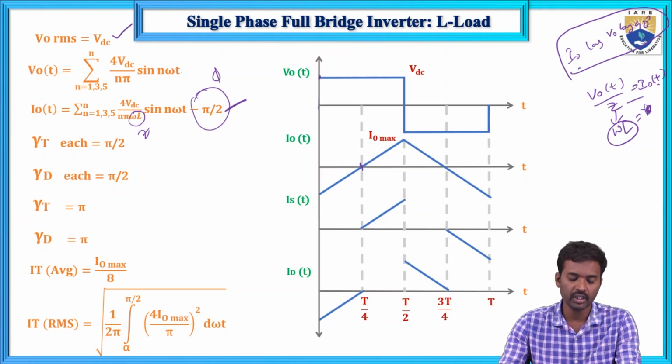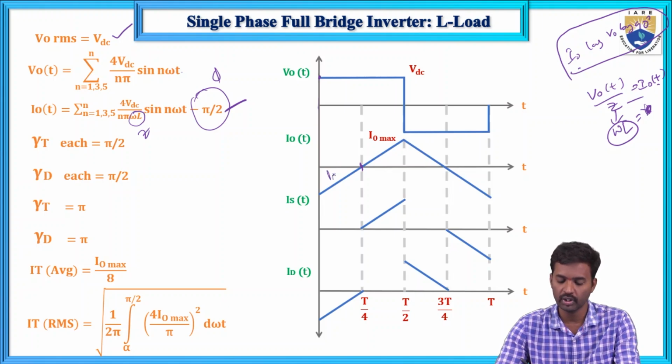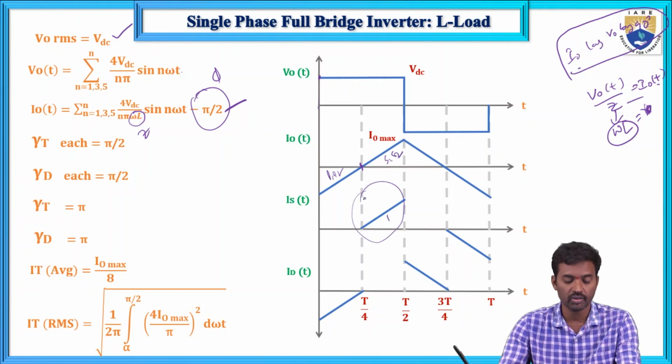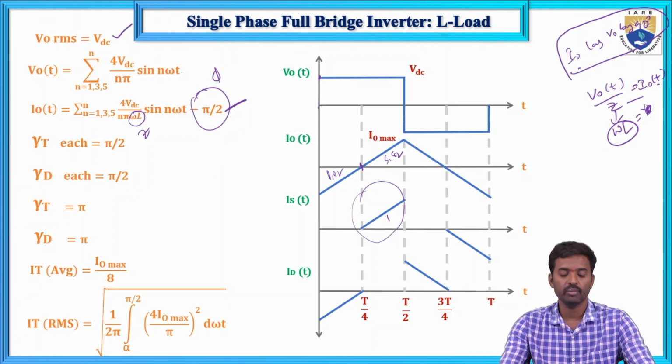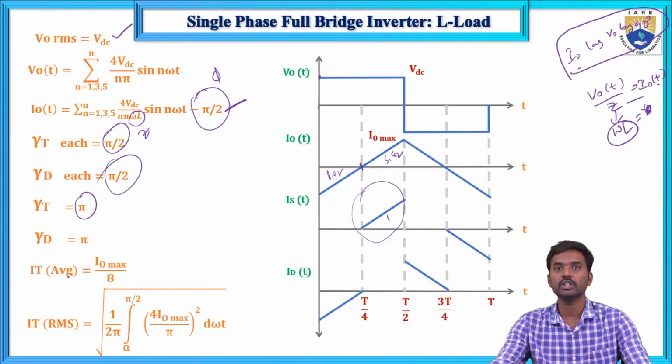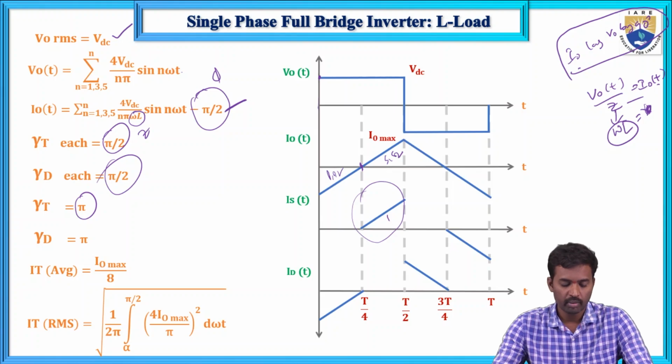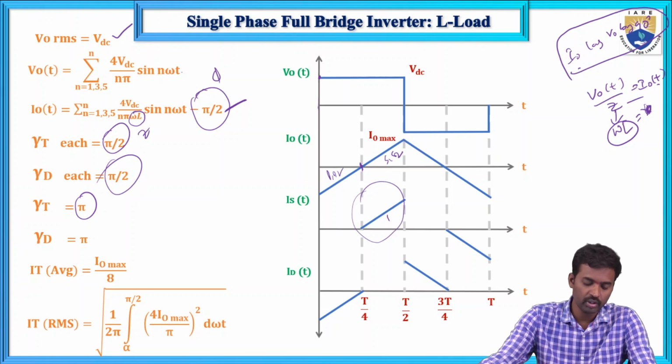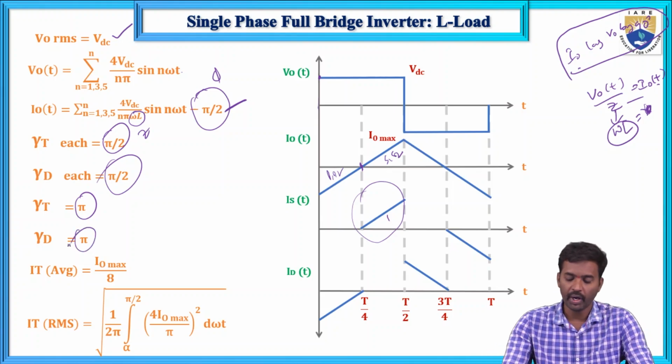What is the conduction time for each switch? It is pi by 2 only. Diode D1 and D2 and S1 and S2, each switch will conduct for T by 2 duration only. The total conduction time is pi only. In the same way, the diode is also the same. Each diode conduction time is pi by 2. The total conduction time for the diode is pi.